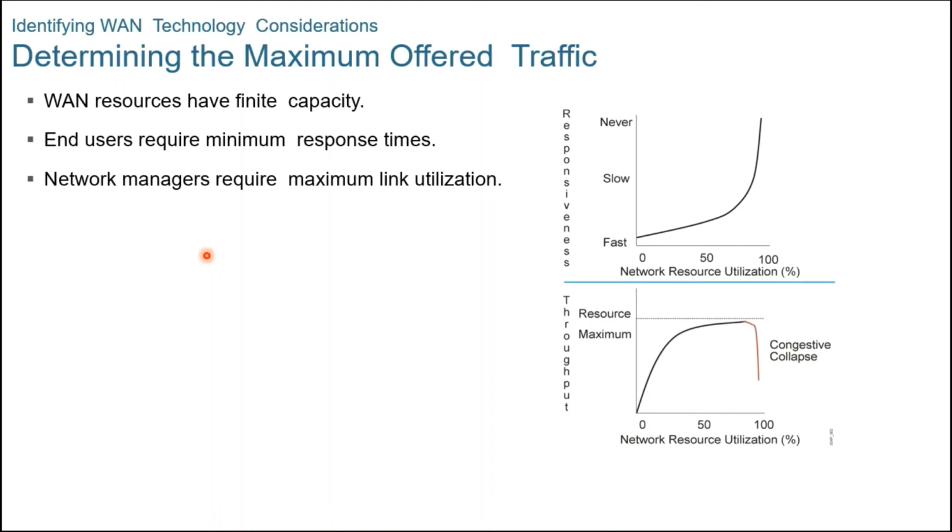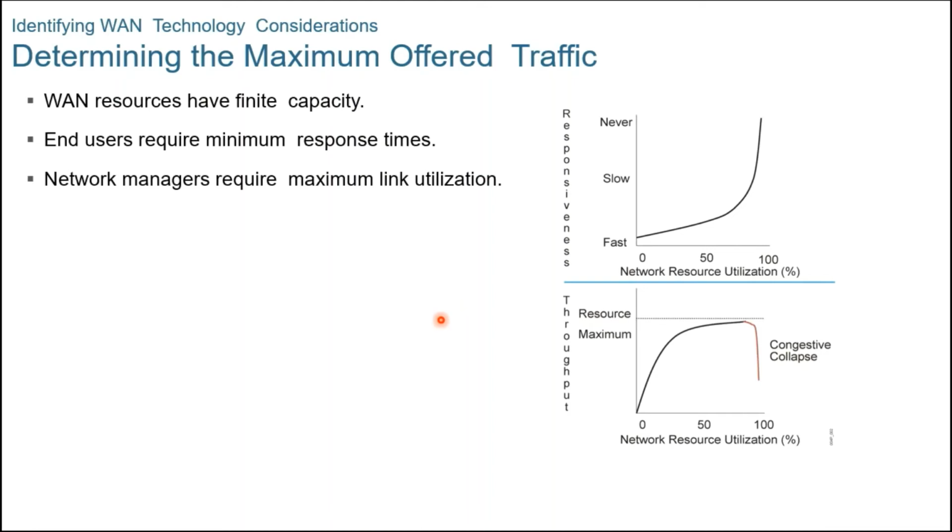WAN resources have a finite capacity. Response time problems typically affect only users. For example, it probably does not matter to the network manager if query results are returned 120 milliseconds sooner rather than later. Response time is a thermometer of usability for users.